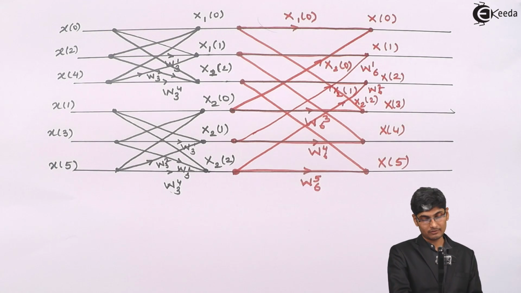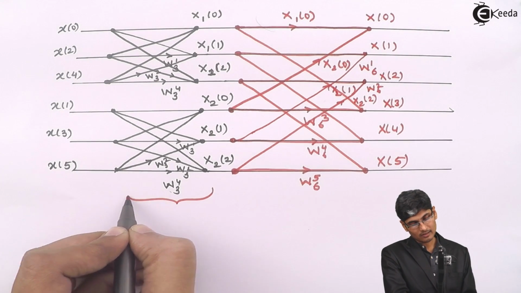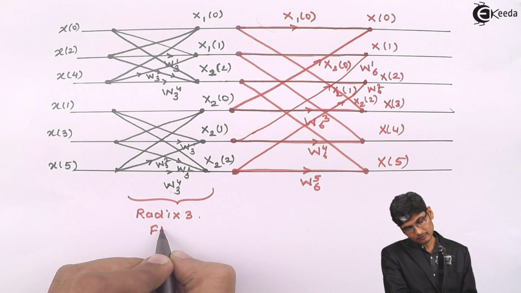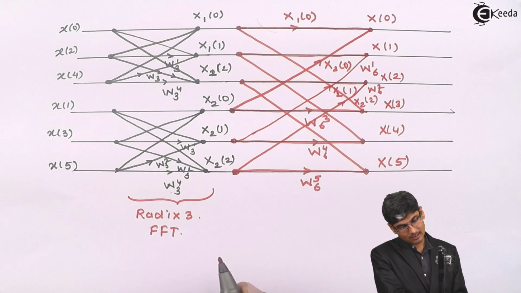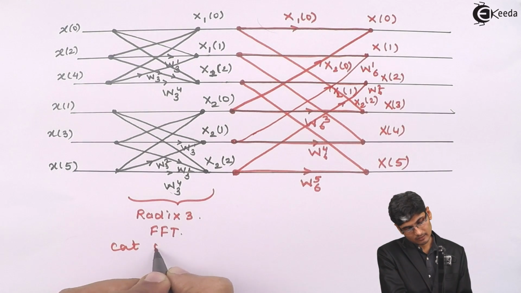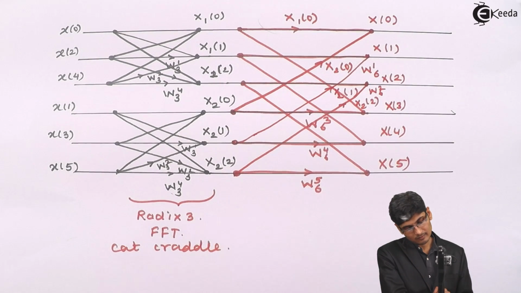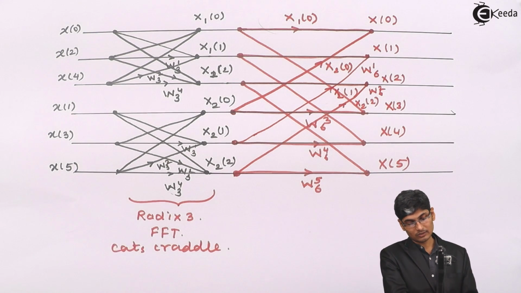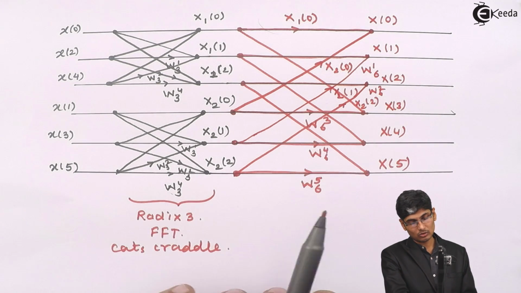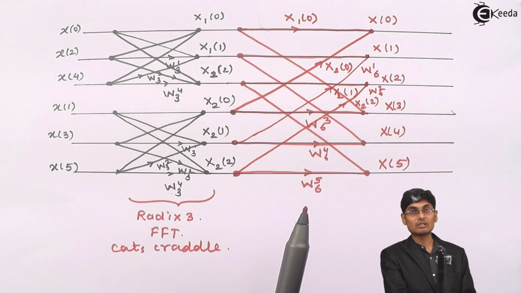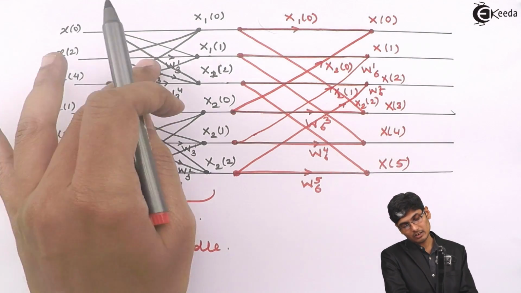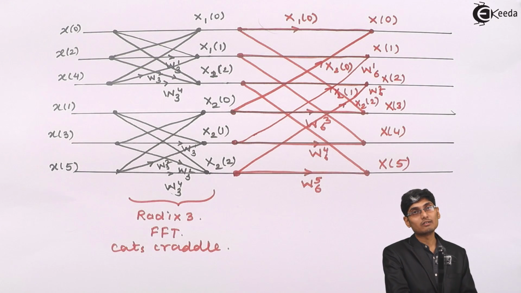So that is the composite radix FFT. This we call the radix 3 FFT, which we call a cat's cradle. Okay, this structure is called the cat's cradle structure, which is radix 3, and this is our normal radix. So we see that there are two stages, which is governed by M, and there are 3 twiddles in each of the stages, that is governed by N.